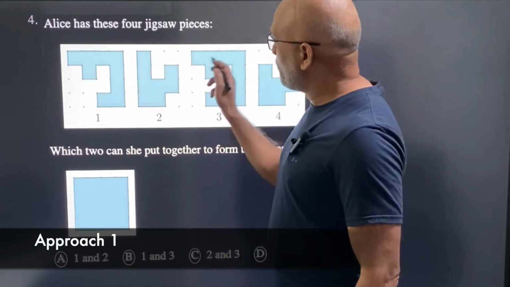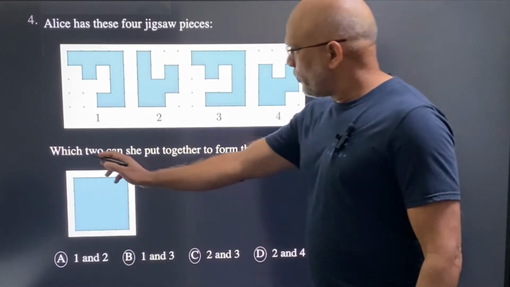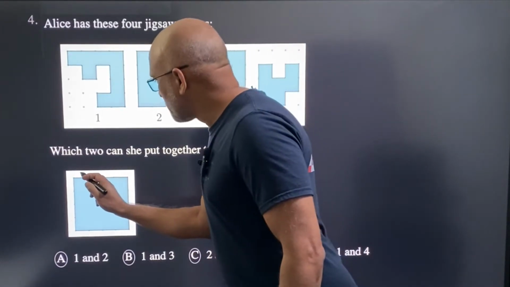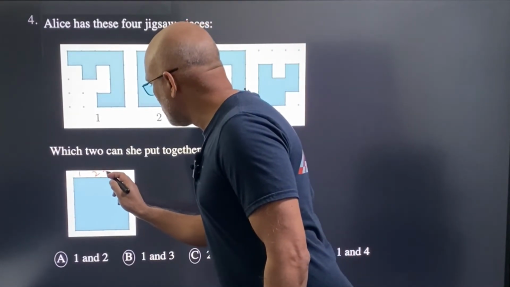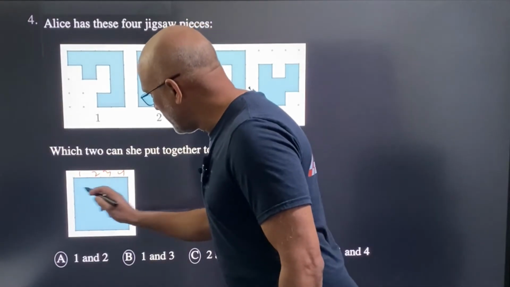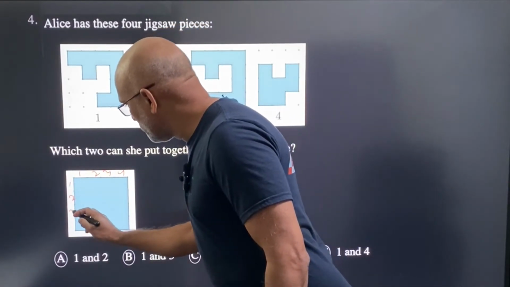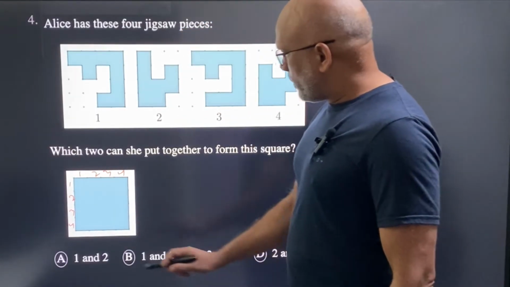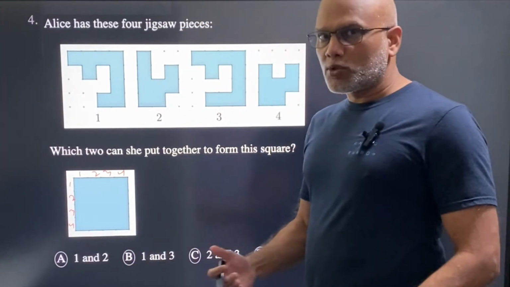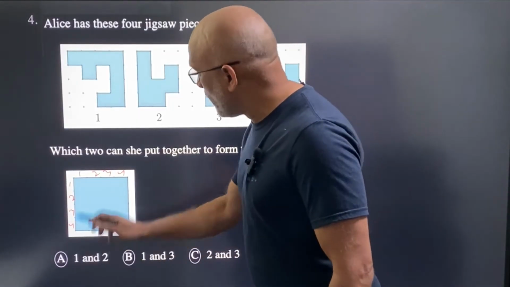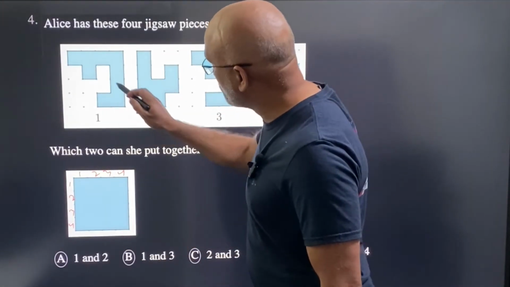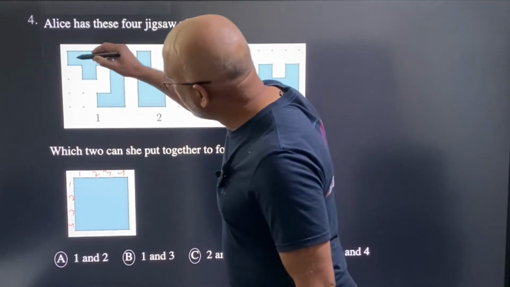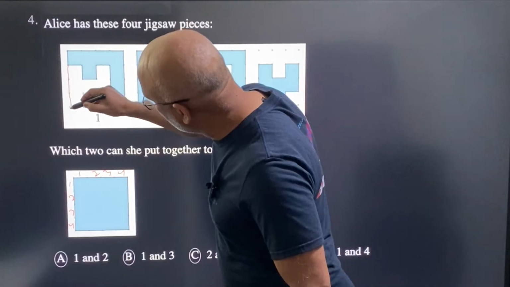Ali says, these 4 jigsaw pieces, which two can be put together to form this square? So this square has 4 smaller squares this way, 1, 2, 3, 4 smaller squares this way, and 1, 2, 3, 4 smaller squares this way. Alright, so we can check each choice one at a time. Let's check 1. So if I want to complete this square, 1, 2, 3, 4 this way, 1, 2, 3, 4 this way, I need a piece that looks like this.